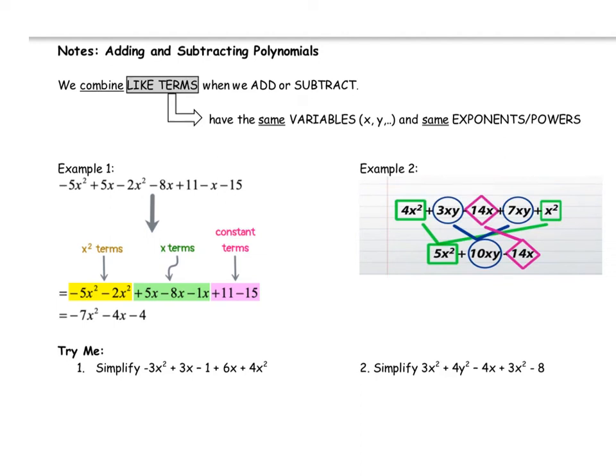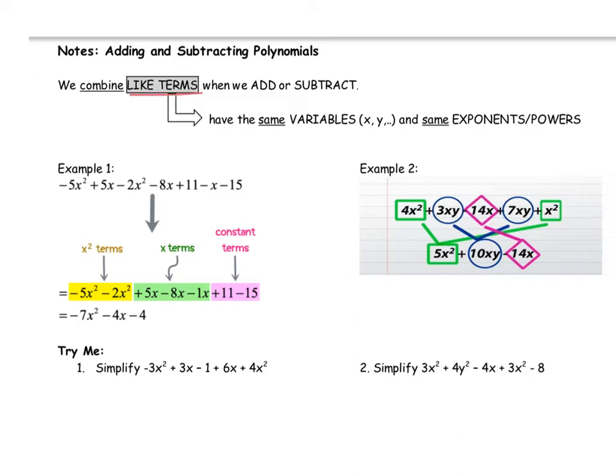Today we're going to talk about adding and subtracting polynomials. This is similar to combining like terms, but sometimes we have whole polynomials that we want to add and subtract from each other. So before we move on to adding and subtracting polynomials, we just want to do a quick review of combining like terms.